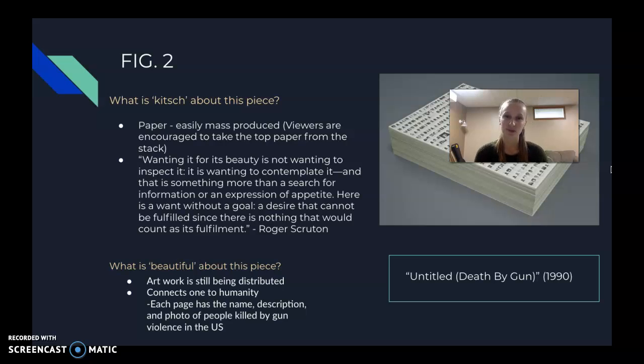My argument for why this would be kitsch is very similar to the other one, and this is easily mass-produced. This isn't something that the artist sat down and took a lot of time with. I believe anyone could print off some photos, do a little bit of research, and have those stacks there. In fact, viewers are encouraged to take the top piece of paper from the stack and keep it at their house, which I think further shows that this is so mass-produced. Everybody who's seen this has a portion of it in their house, so I think the originality of it really decreases because of that.